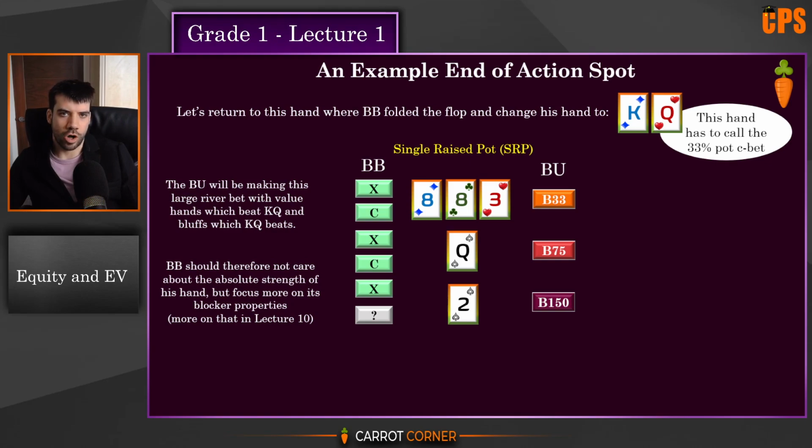We'll talk more about common blocker effects in Lecture 10, but for now suffice to say that this hand has relatively positive blockers, and big blind is going to need relatively positive blockers to call such a large bet. Most of his range is supposed to fold at this juncture.